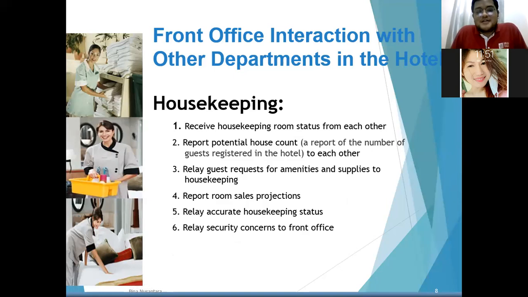Okay, Lorena, how many room statuses can you recall when you worked in the front desk? What do you mean? How many rooms in the hotel, sir? No, no. What I mean is how many room statuses you can still remember when you worked in the front desk. Room status means whether they are vacant, occupied. How many room statuses?